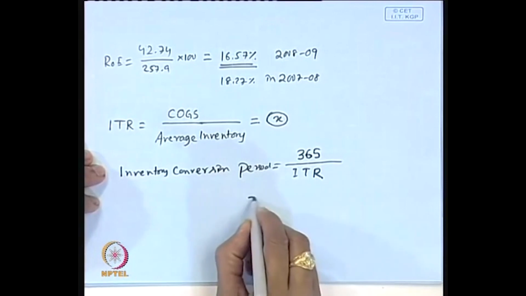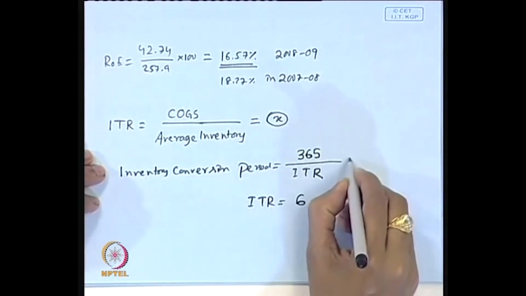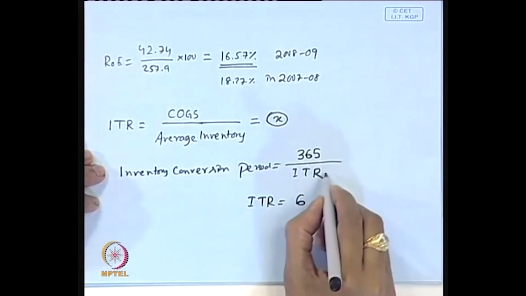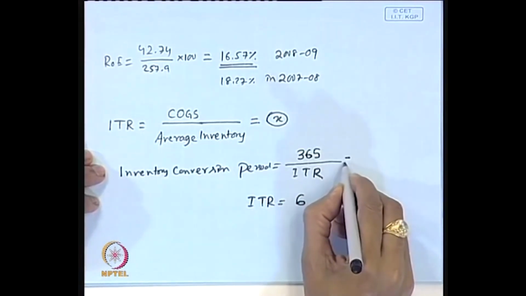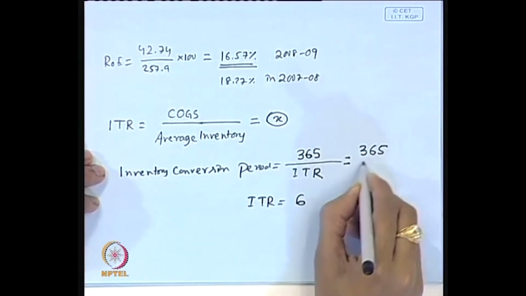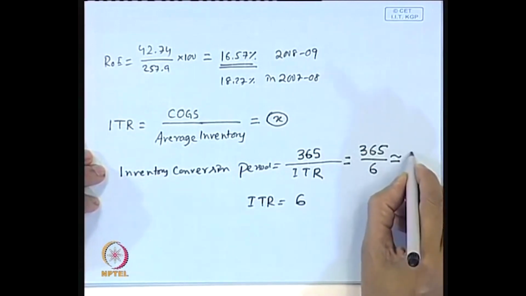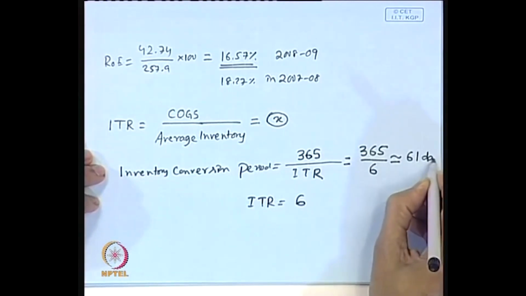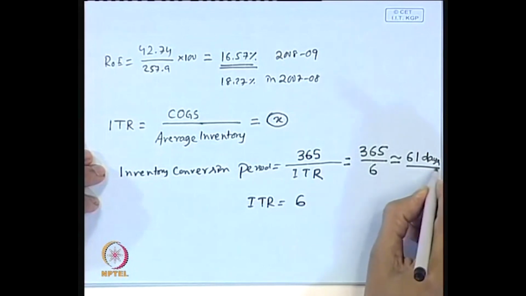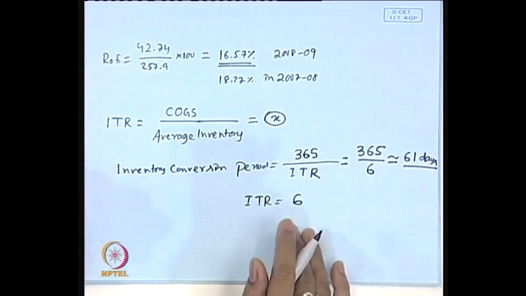So, if the ITR of any company is, let us say, 6, then the inventory conversion period will be 365 by 6, which is around 61 days. That means, the implication of this is that if the inventory is acquired on a certain day, it takes 61 days for the company to convert it into sales.